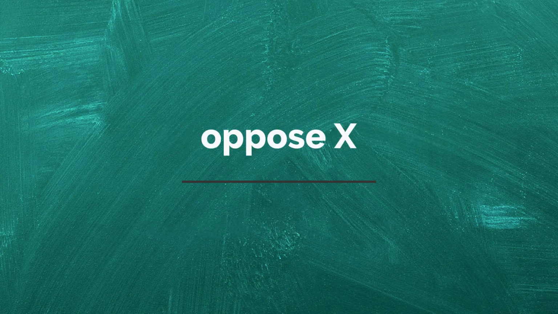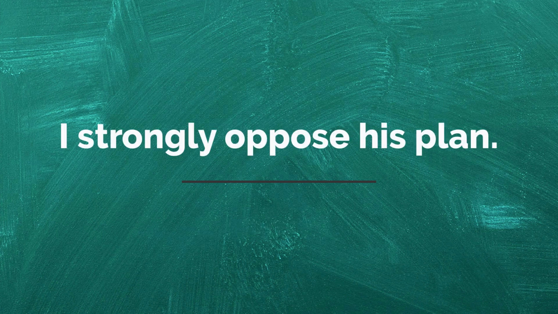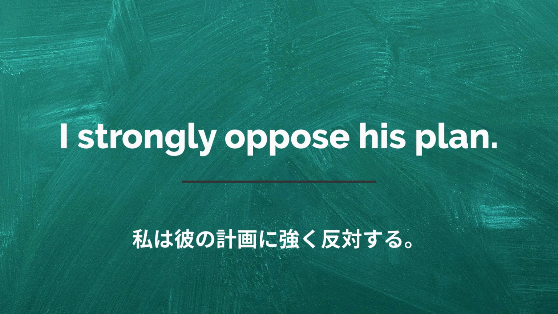Oppose X. X に反対する。 Oppose X. I strongly oppose his plan. 私は彼の計画に強く反対する。 I strongly oppose his plan.